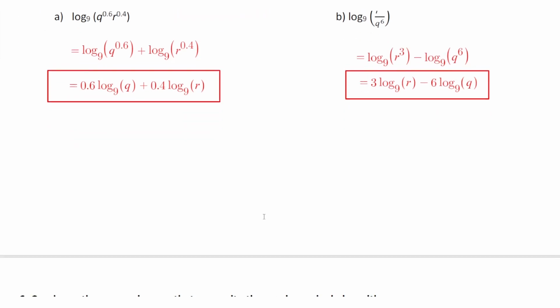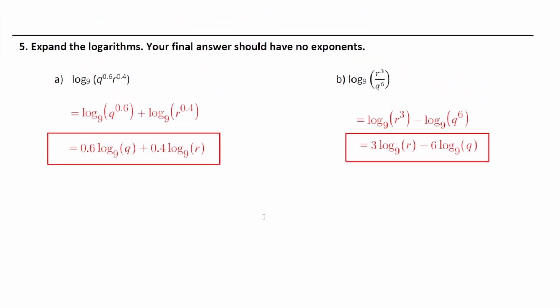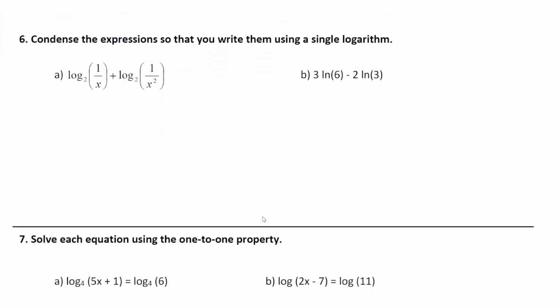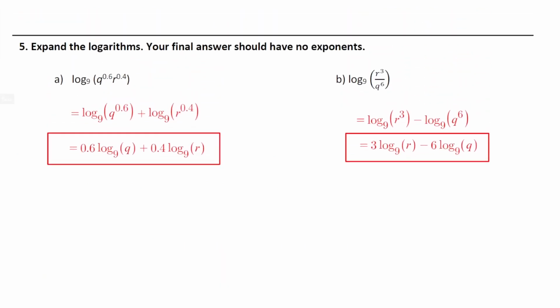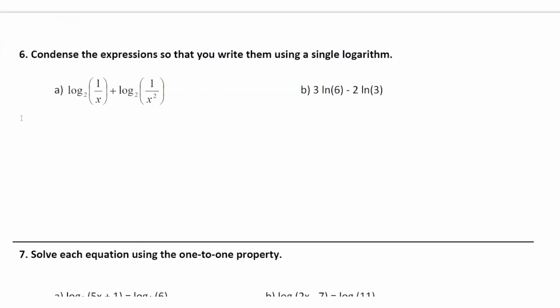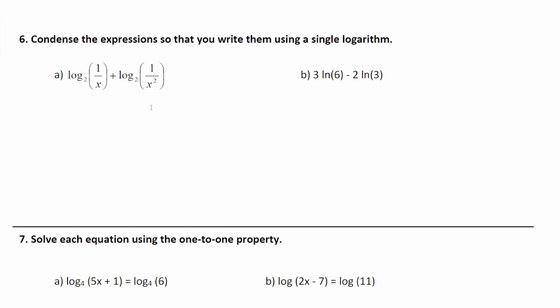Okay, well, that wraps up page number 1. Let's move on to page number 2. Number 4 has us condensing the logarithm expression, so we're kind of doing the opposite of what we did in number 5. So we want to condense these.